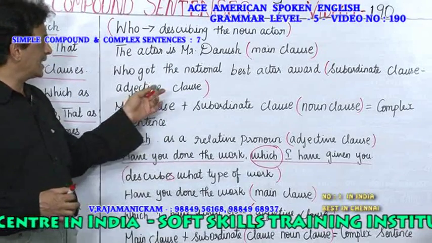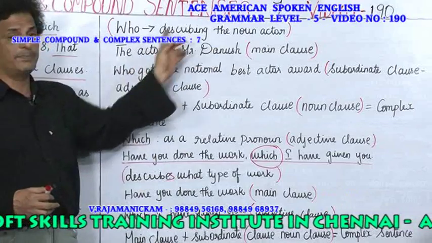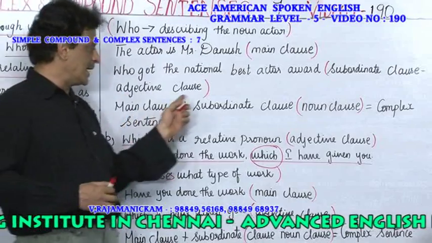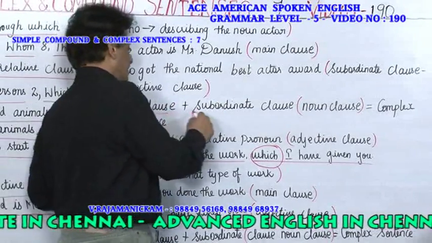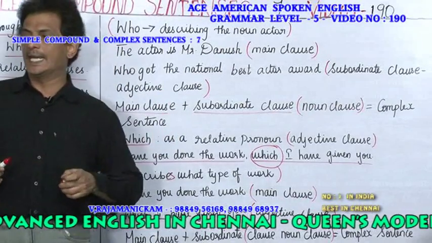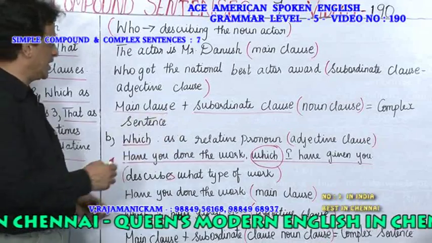அட்ஜெக்டிவ் வாக்கியம். ஏன் அட்ஜெக்டிவ் வாக்கியம்? அந்த who-லேருந்து ஆரம்பிக்குது. இந்த who யாருக்கு டிஸ்கிரைப் பண்ணுது? நடிகர் தனுஷை டிஸ்கிரைப் பண்ணுது. ஸோ ஒரு மெயின் கிளாஸ், ஒரு சபார்டினேட் கிளாஸ், ரெண்டும் சேர்ந்து என்ன ஆக மாறிவிடுகிறது? ஒரு காம்ப்ளெக்ஸ் சென்டென்ஸ், ஒரு கலவை வாக்கியமாக மாறிவிடுகிறது. ஸோ which as a relative pronoun.